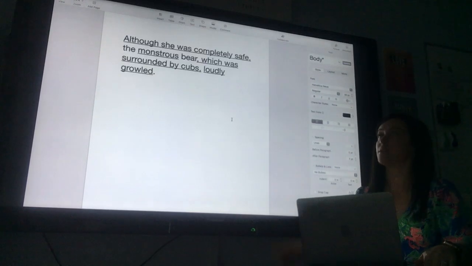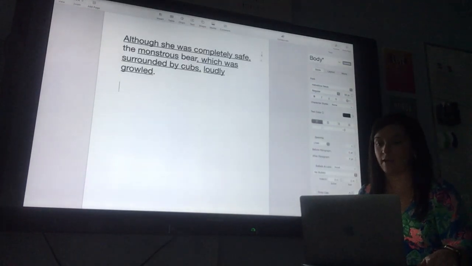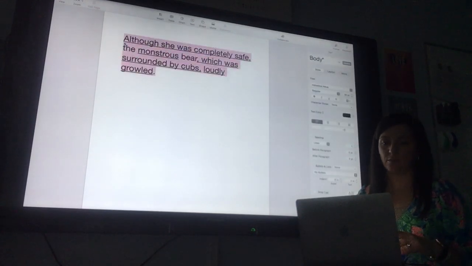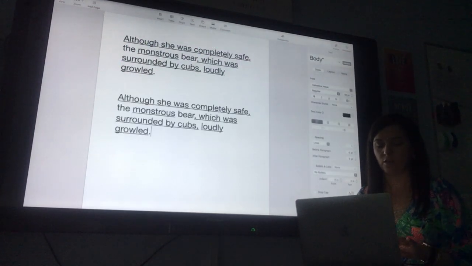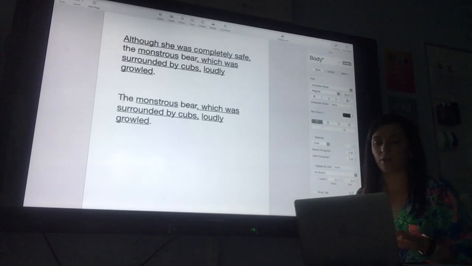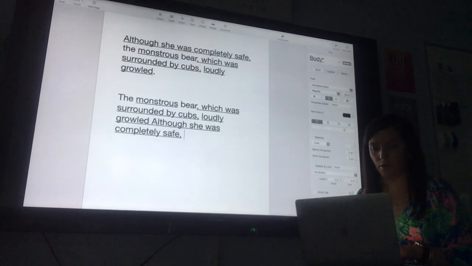So if your asia clause comes at the beginning of the sentence, although she was completely safe, I do need that comma, and I have it right here, highlighted right there, okay? Or asia clauses can come at the end. So I'm going to do the exact same thing and prove that to you that I did with the because clause. It changes just some of the capital letters, so I'm going to change this T to a capital. The monstrous bear, which was surrounded by cubs, loudly growled, although she was completely safe. There we go.